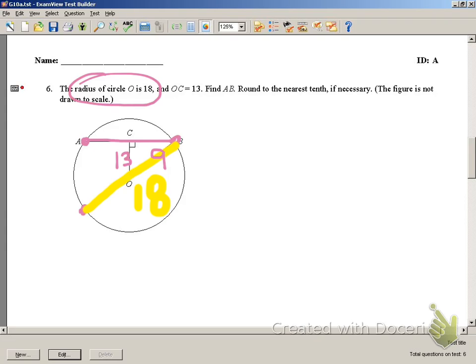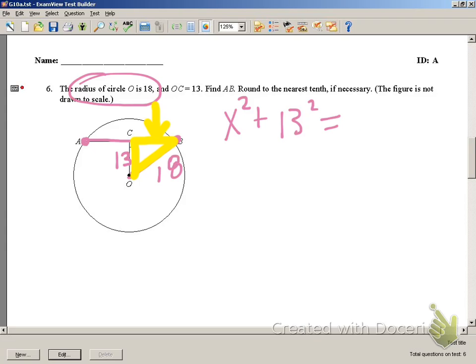I'm sorry, my bad. Let me back up. That says radius, doesn't it? I'm doing it the wrong way. If the radius is 18 units, that means OB is simply 18. We have perpendicular lines, so that means within here we have a right triangle. So how could I find this segment here? Pythagorean theorem. So I would have x squared plus 13 squared is equal to 18 squared. Once I know x, this side is going to be x as well.